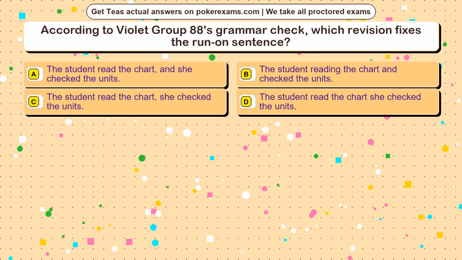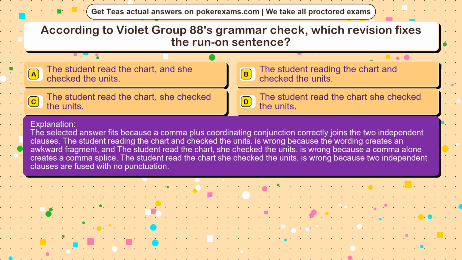The correct answer is option. The selected answer fits because a comma plus coordinating conjunction correctly joins the two independent clauses. The student reading the chart and checked the units is wrong because the wording creates an awkward fragment, and the student read the chart, she checked the units is wrong because a comma alone creates a comma splice. The student read the chart, she checked the units is wrong because two independent clauses are fused with no punctuation.